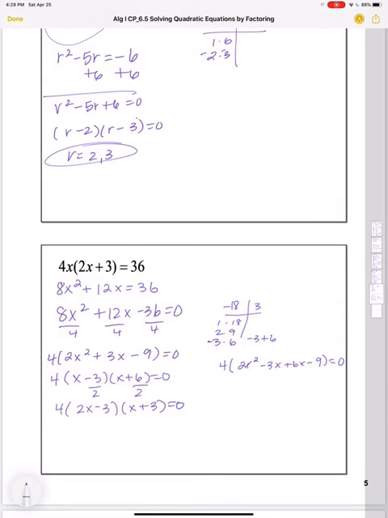All right, and then you solve by setting each factor that has a variable equal to 0. So 4 doesn't have a variable, so either 2x minus 3 equals 0 or x plus 3 equals 0. This one's easier, so negative 3, or x equals 3 over 2 or x equals negative 3. There we go.